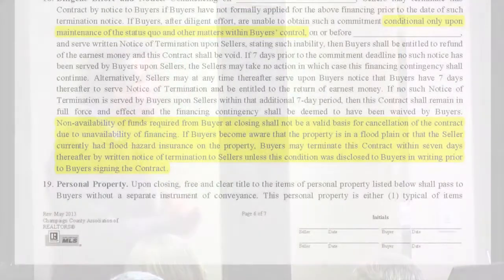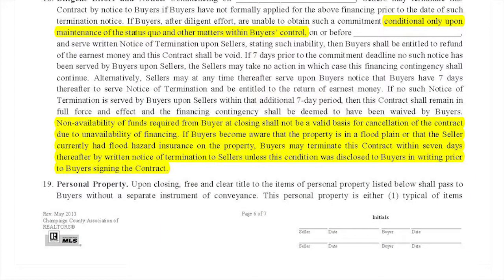And further, let's take that example a little further. Let's say the buyer bought the new Maserati and didn't buy it on credit. Then they may trigger the next part that's exciting changes. Non-availability of funds, i.e. I used to have a lot of money for my down payment and now I have a new Maserati that I paid cash for. Their non-availability of funds at closing shall not be a valid basis.